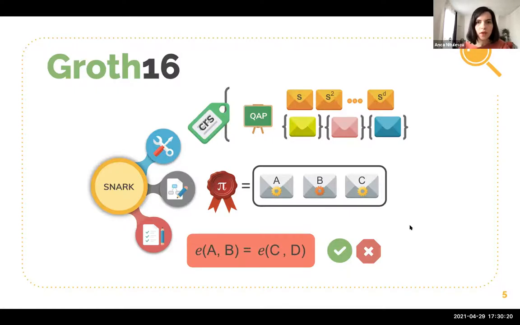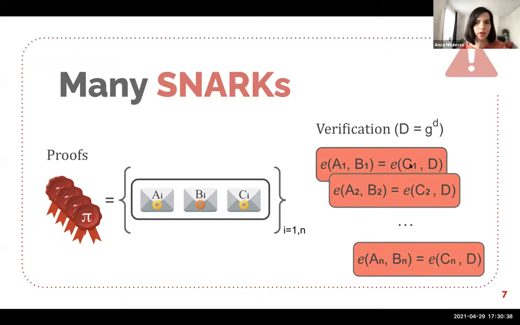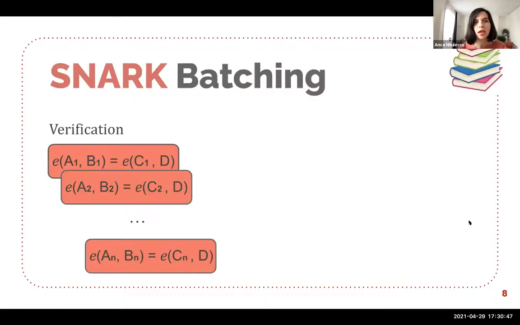Okay, so having this structure in mind, let's see how it works when we have many of those. We have many SNARKs, we have a bunch of A_i, B_i, and C_i, so three vectors here, and we want to verify them. Naively, we would apply this verification check n times, once for each of them. Of course, this is costly. Can we do it better? The answer is yes, there is a smarter way to do it by batching this verification together.